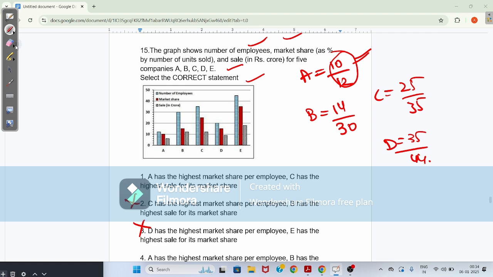Now consider here, C has the highest sale for market price. This is the sale for market price, the gap between these two, and B for these two. Consider these two only, the gap is less here. Less.